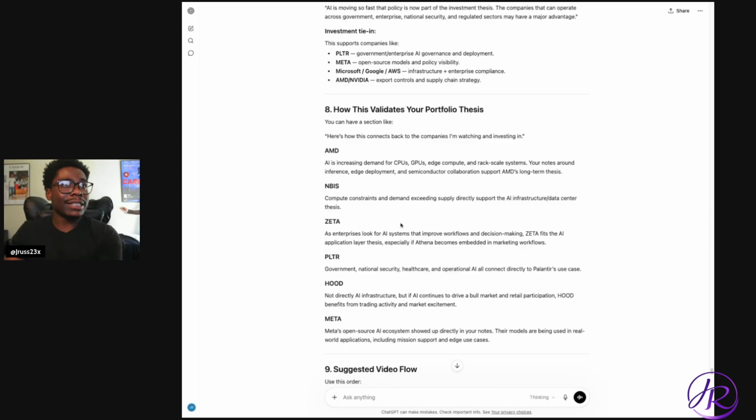ZETA, as enterprises look for AI systems that improve workflows and decision-making. ZETA fits the AI application layer thesis, especially if Athena becomes embedded in marketing workflows. Palantir: government, national security, healthcare, the use case can go anywhere. See, the use cases. Hood, not directly tied to AI infrastructure, but bull market, that goes into that. Meta, open source AI ecosystem showed up directly in your notes. Their models are being used in real world applications, including mission support and edge use cases.